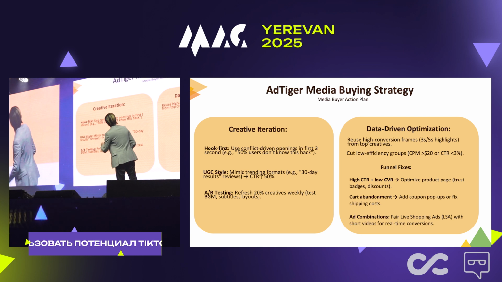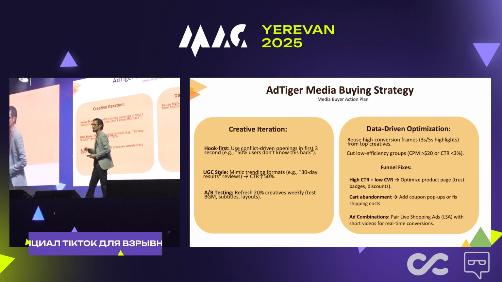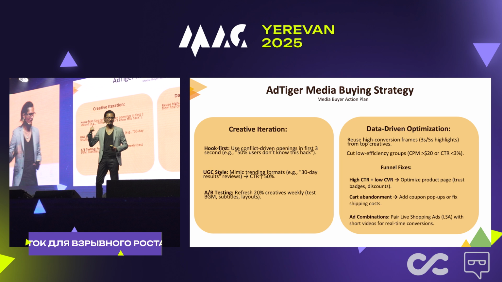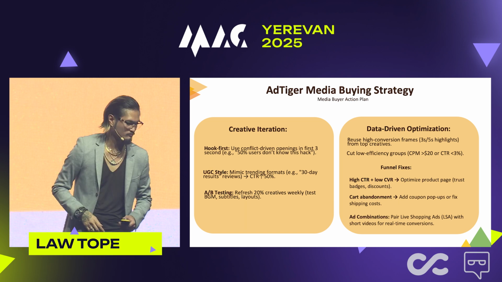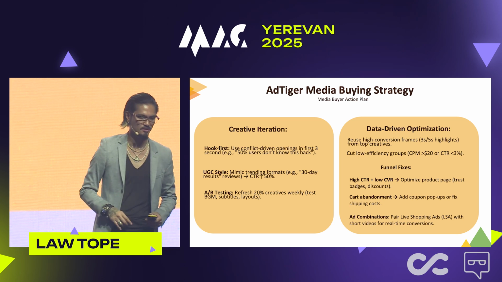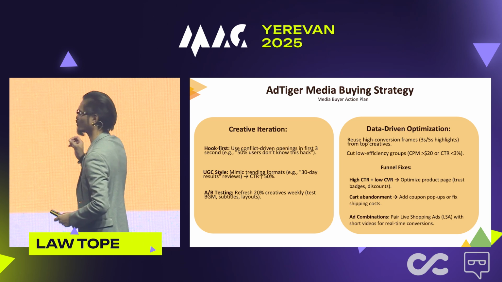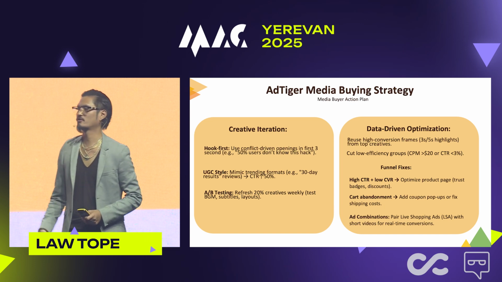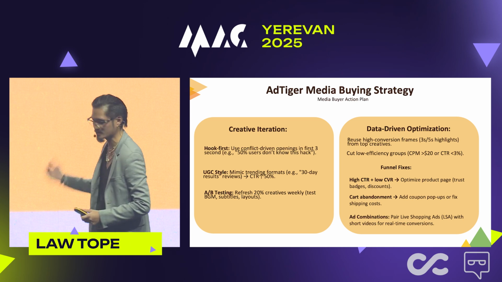Data-driven optimization. Once you have good creatives, reuse high conversion frames, 3 to 5 second highlights. You guys are going to go over your shoulders, but 3 or 5 seconds is the most important time frame in the video. Cut low efficiency groups. If your cost per 1,000 leads is higher than $20, you cut it. If your click-through rate is less than 3%, you cut it.